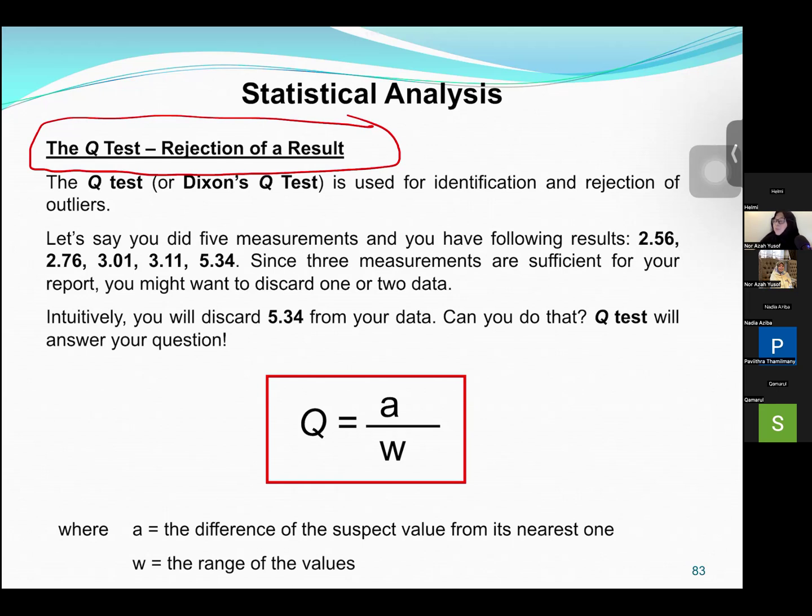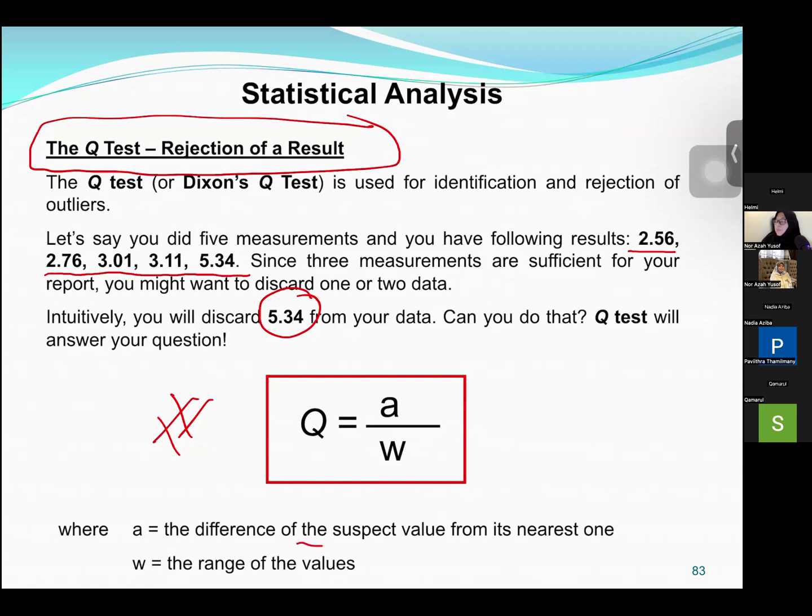Again, the Q-test is very easy, the easiest among all the statistical tests. If you look here, 2.56, 2.7, 3.01, and until 5.34, definitely the suspicious data is 5.34, because if you calculate the mean, you can see that the value 5.34 is far from the mean. So in order to do the Q-test, this is the formula, the easiest one.